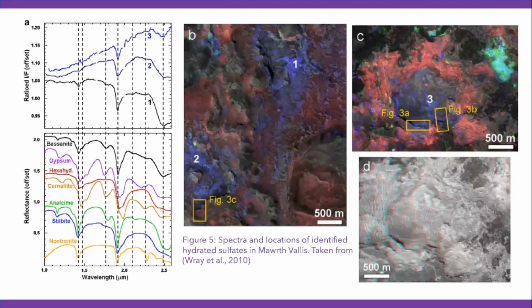Another study was done by Ray and other authors in 2010 as well. It shows spectral locations of newly identified evaporite minerals in Mars valleys. The evaporite minerals relevant to Mars are hydrated, right? Figure A shows spectra, and figures B and C show the locations of the sample sites.